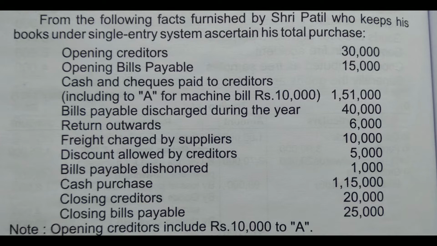Discount allowed by creditors rupees 5,000. Bills payable dishonored rupees 1,000. Cash purchases rupees 1,15,000. Closing creditors rupees 20,000. Closing bills payable rupees 25,000. And the additional data is given relating to opening creditors include rupees 10,000 paid to A.